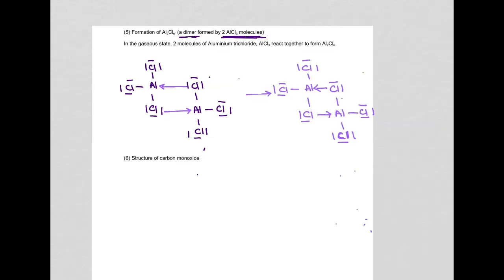So you can see you have a dimer which is formed where this Cl donates electrons to this aluminium and this Cl donates electrons to this aluminium. So these are the two coordination bonds. Now even for carbon monoxide, you have a coordination bond which is formed.